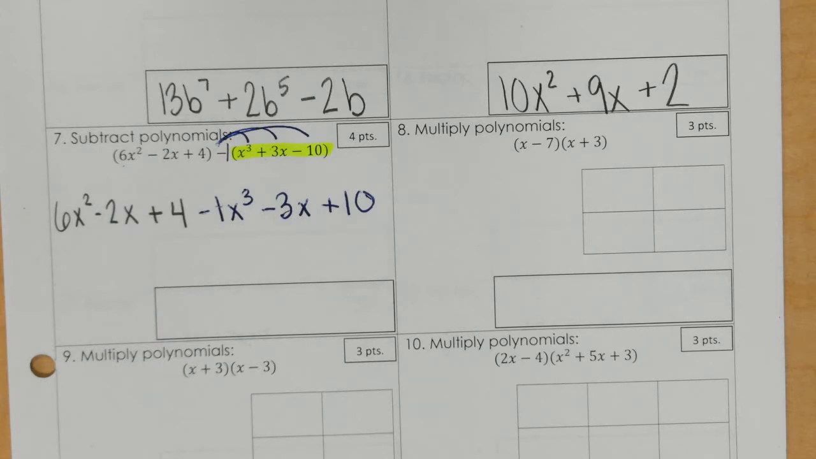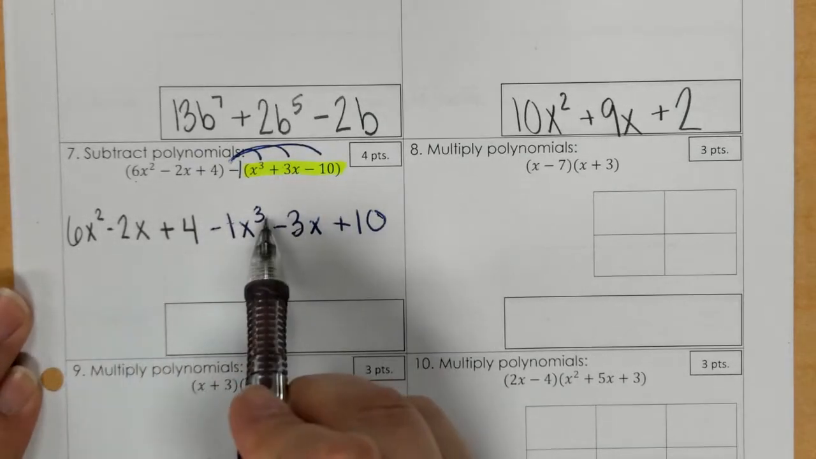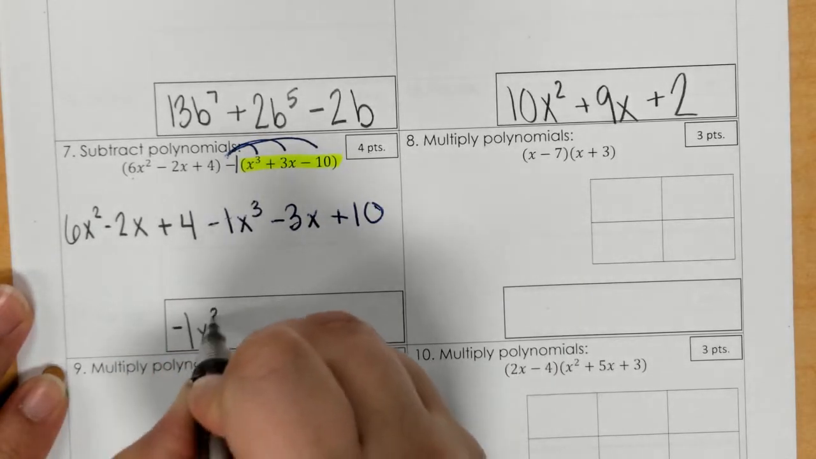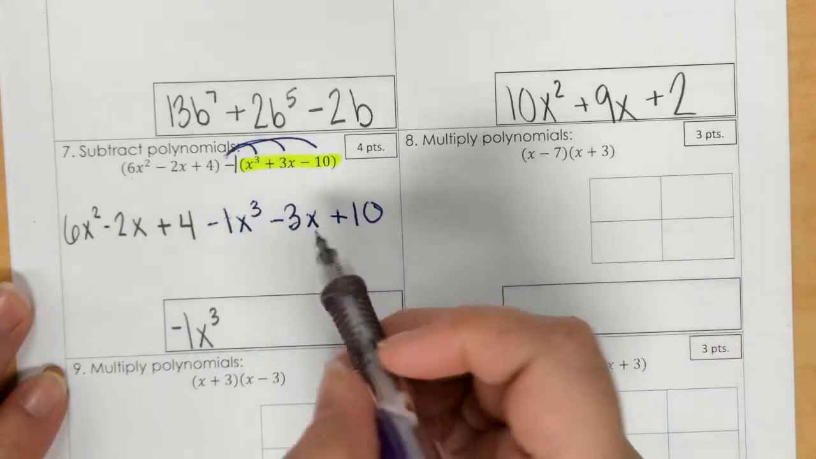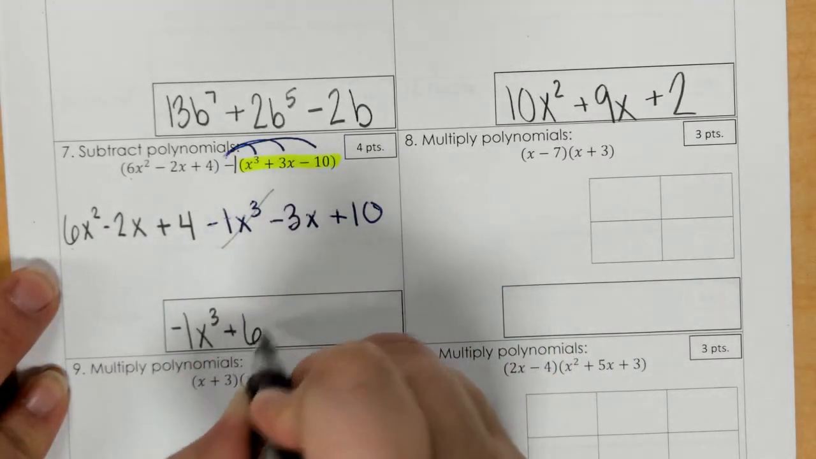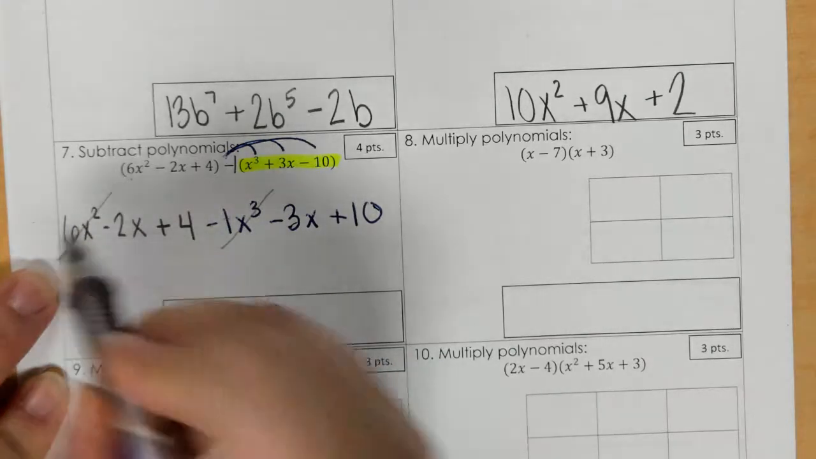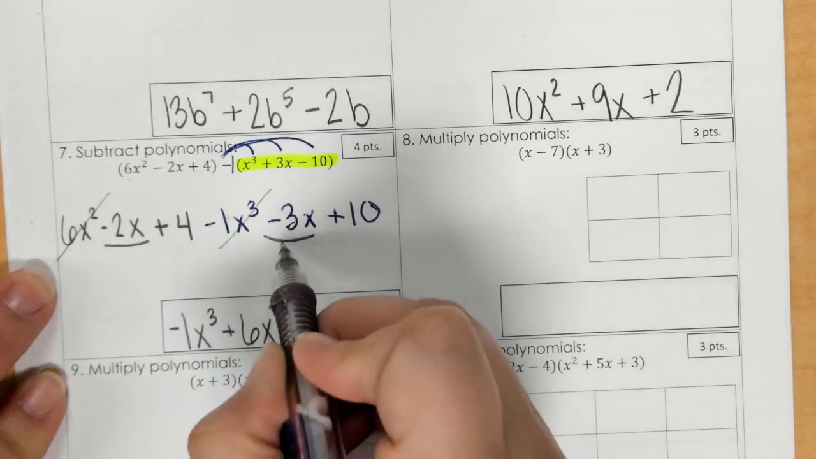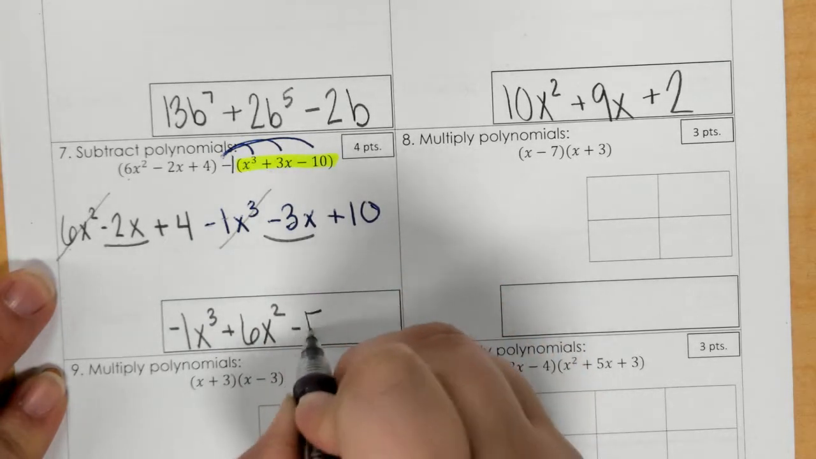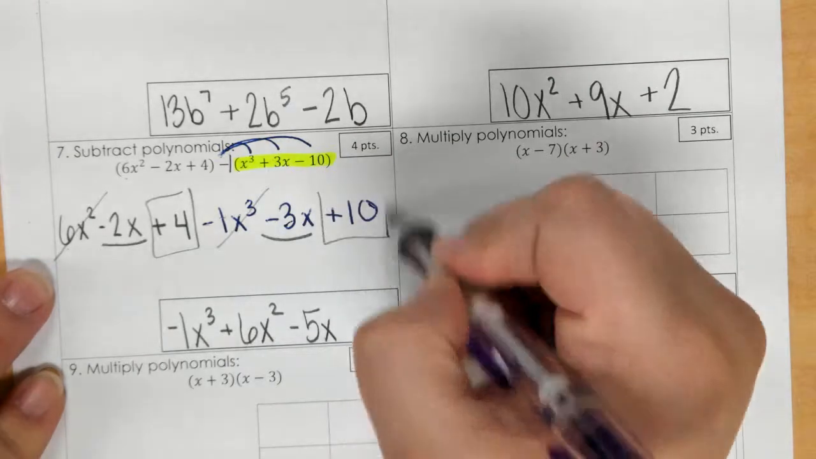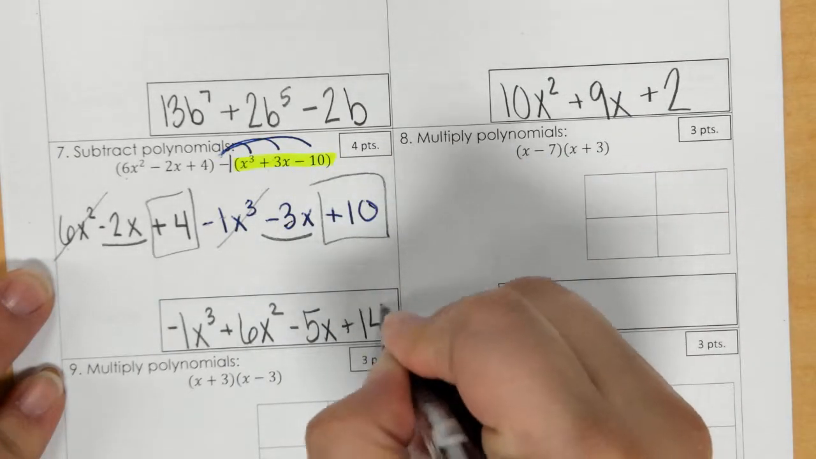So combining like terms again, starting with your highest exponent, looks like I have a 3. And there's only one of those, so I bring it straight down. And then I go x squared, which is 6x squared, and again, can't combine with anything else, so I bring it down. And then I have negative 2x and minus 3x. That makes a negative 5x. And then 4 plus 10 is 14.